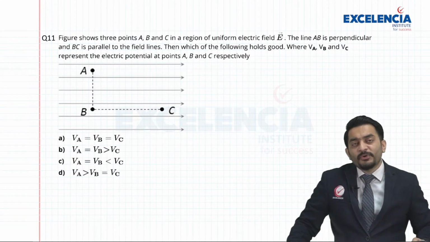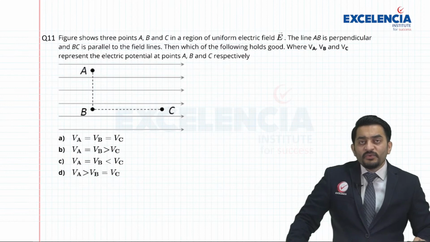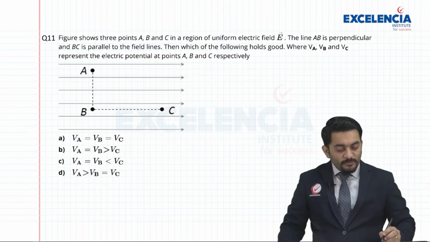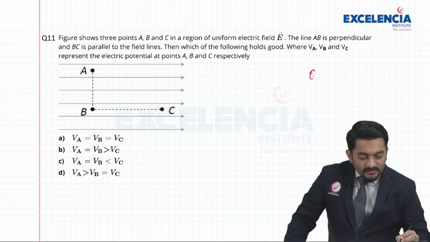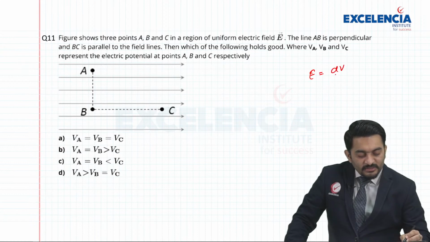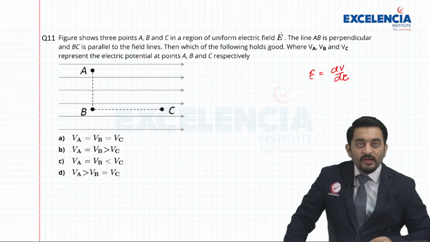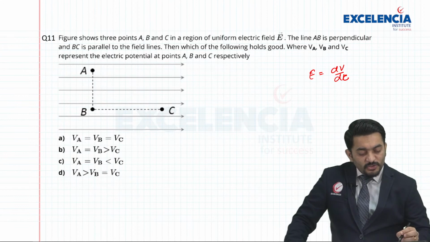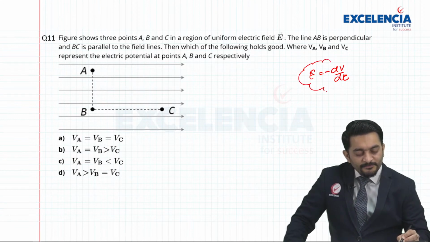Question is about electric potential. Now what you need to understand, again, I hope you remember that electric field relation which I have written, dV by dr. You remember that. To be very precise, you also have a negative sign over here.